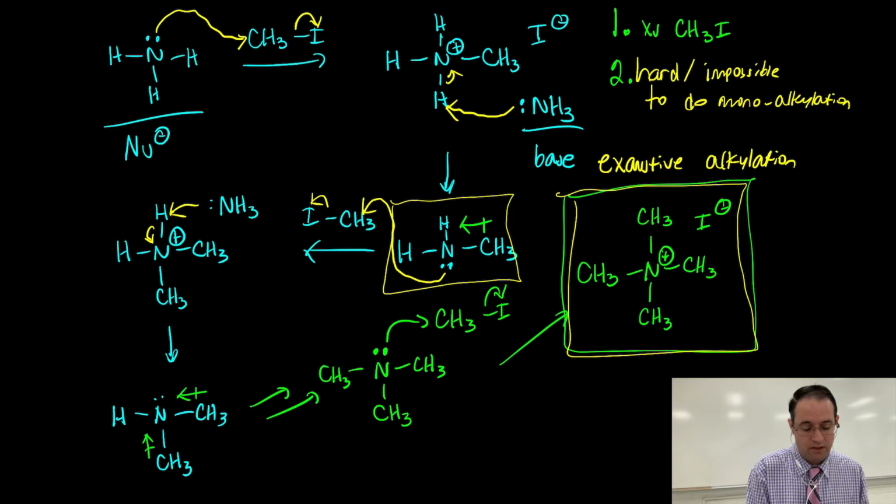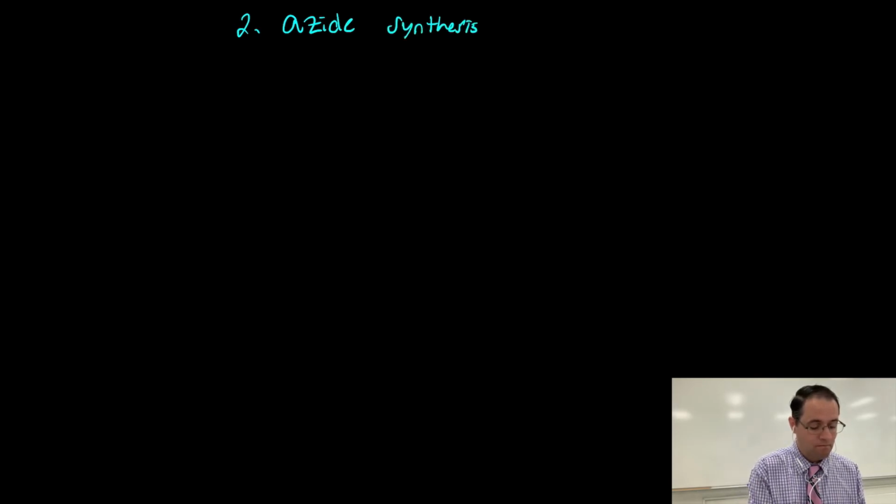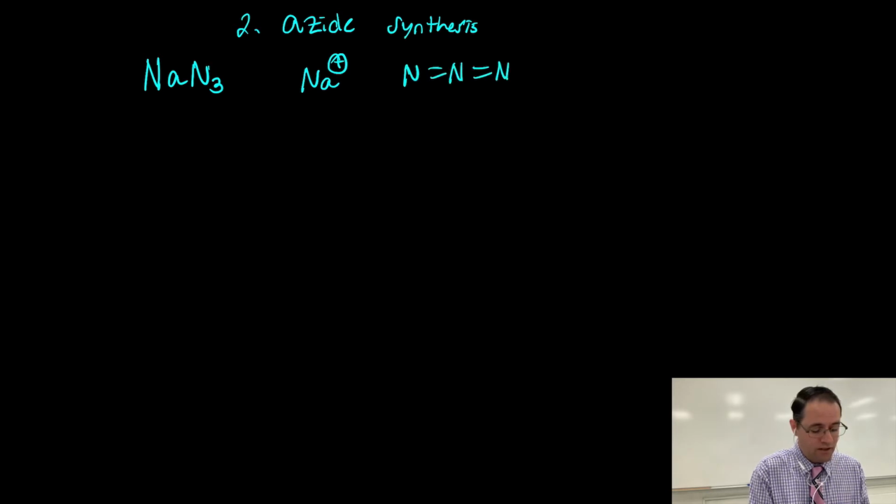Okay, so that's the background information that I wanted to teach you about for alkylating amines such as ammonia. Now let's talk about the azide synthesis. Sodium azide is a shock-sensitive material that detonates. It's used in car airbags, for example, to create an explosion and create nitrogen gas. It has this formula, NaN3, and the Lewis structure looks like this.